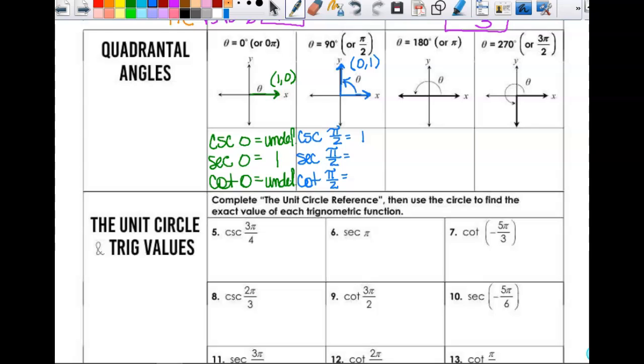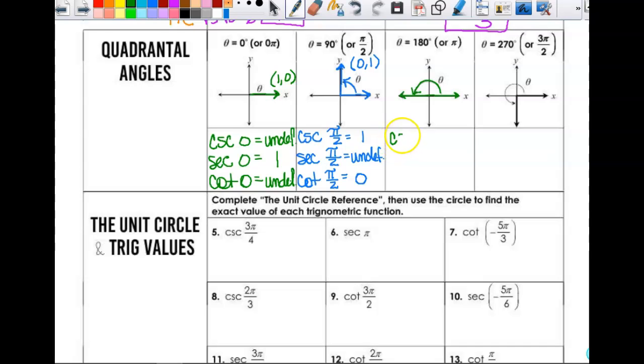Secant is the reciprocal of cosine. Cosine of pi halves is 0, so secant is undefined. Cotangent is the reciprocal of tangent, and the tangent of pi halves is undefined, so the cotangent is 0. Okay. Any questions? All righty. Now we're at pi.